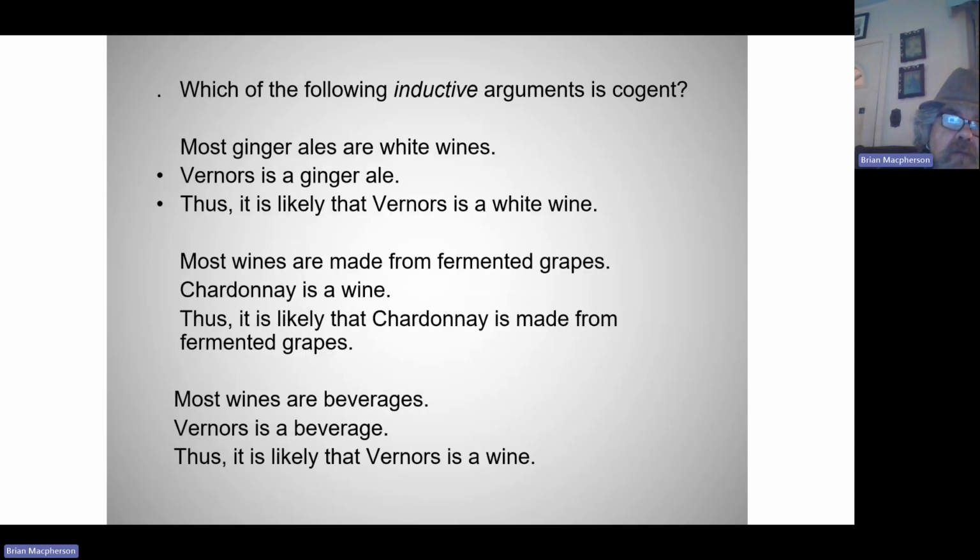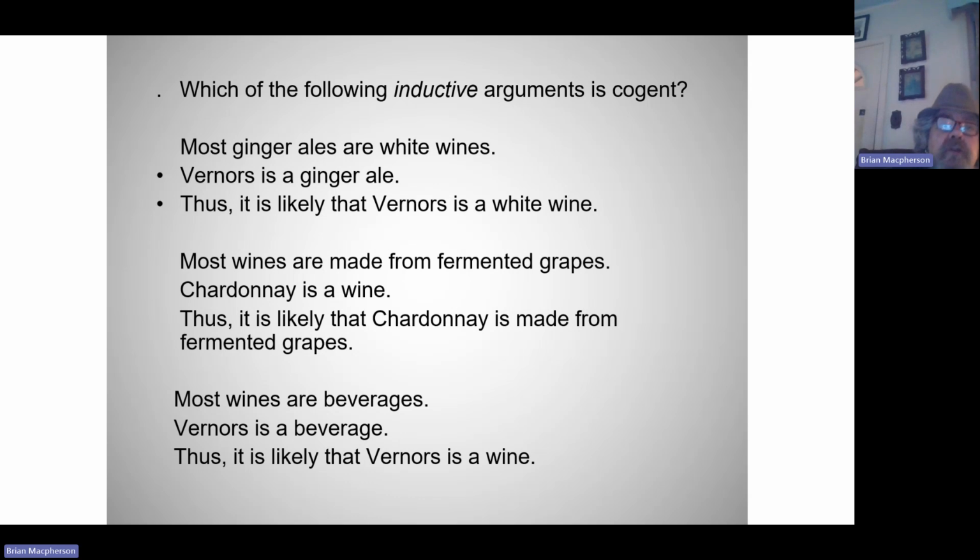Now what I have in the next slide is a group of three inductive arguments. What we want to determine for each of these inductive arguments is whether or not they're cogent. So remember, going back to the definition of cogency, an inductive argument is cogent just in case, first of all, its premises are all true, and the premises strongly probabilistically support the conclusion. In other words, the argument is strong, and it's cogent because the premises are also true. That's what a cogent argument is.